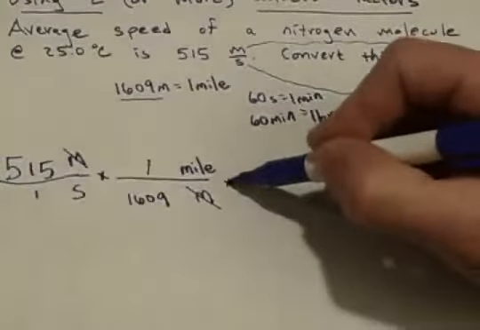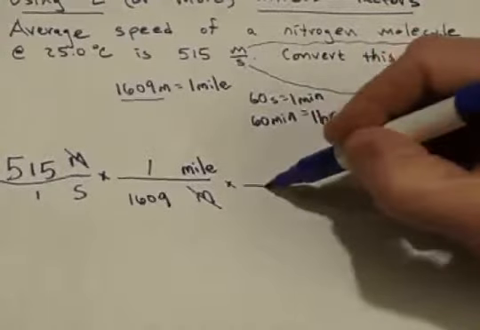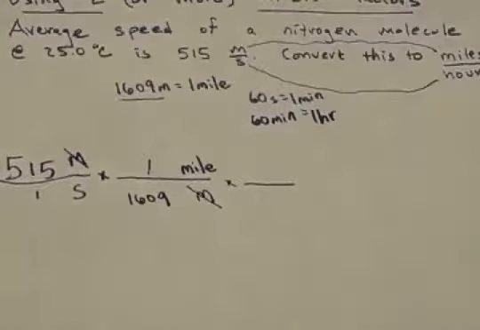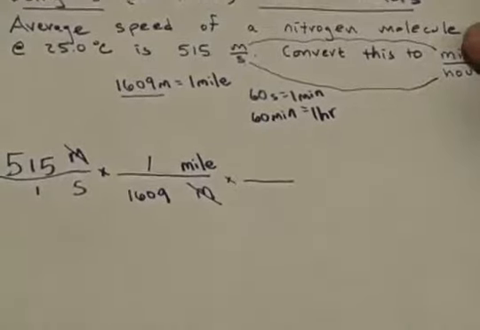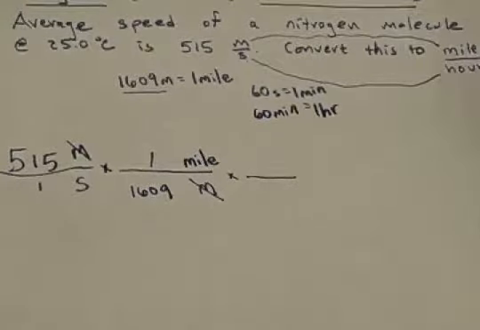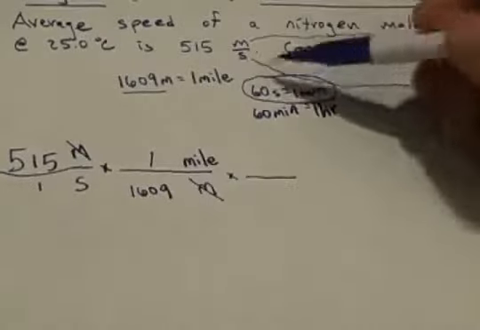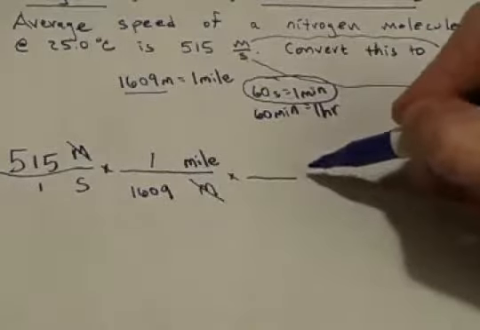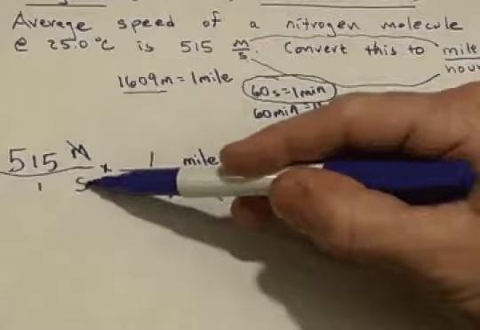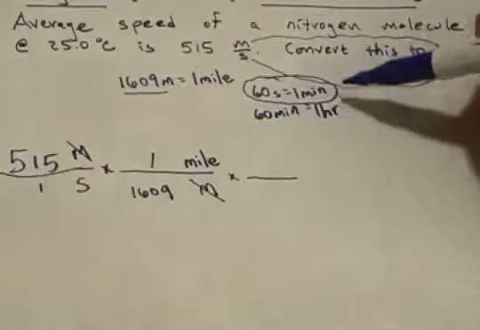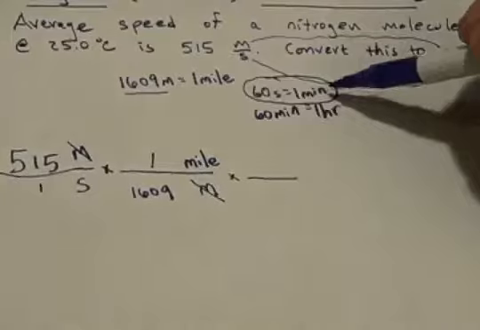But I want to know miles per hour. So I'll put a second conversion factor in here. And eventually I want to get to hours, but I don't maybe know how many seconds there are in an hour. And so I'm going to use this conversion factor right here and put seconds, the units that I have, in a position where it's going to cancel, and put minutes as my new set of units.